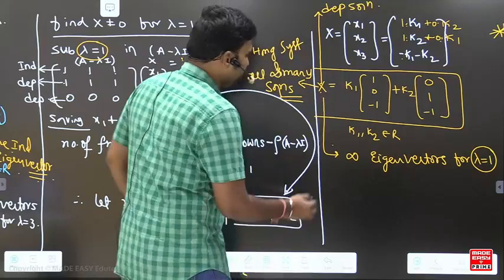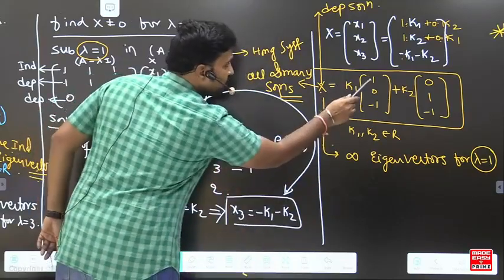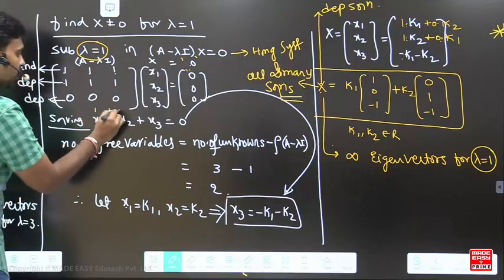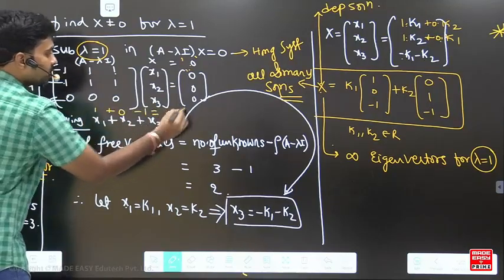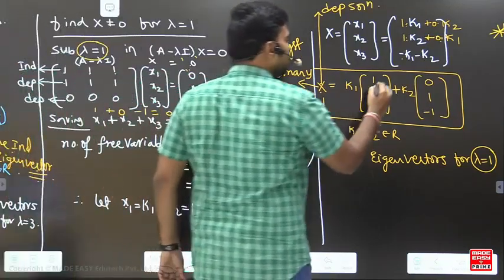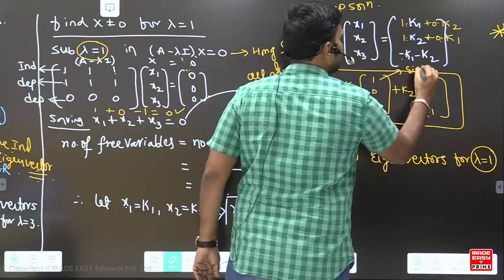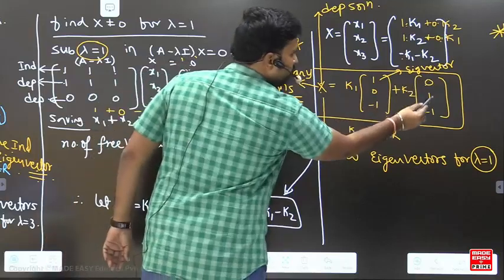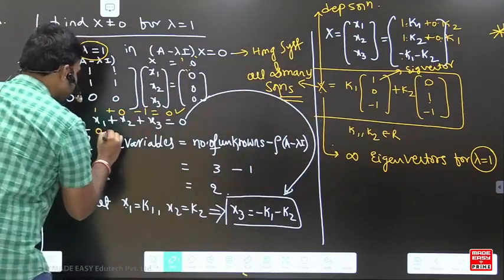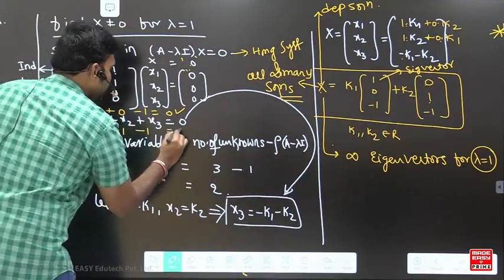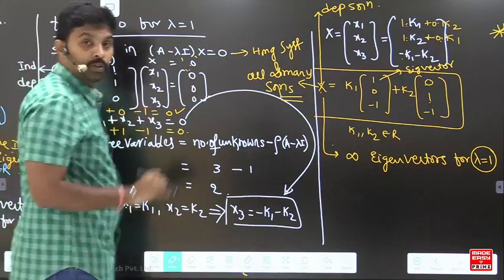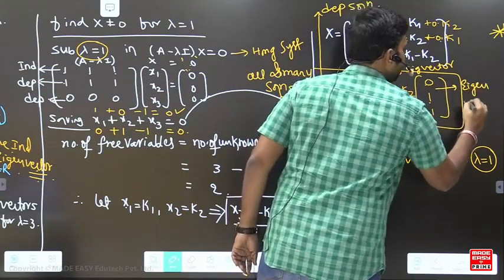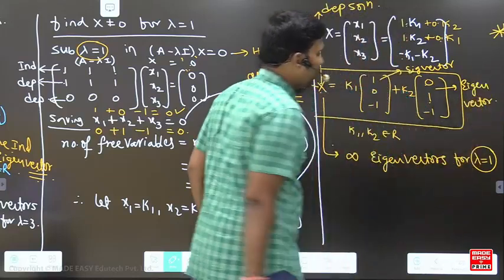Let me check. See, this 1 0 minus 1, if you put 1 0 minus 1 in this, what happens? 1 plus 0 minus 1 is getting 0, satisfying or not? So this is one eigenvector. Okay, then I will take 0 1 minus 1. See, 0 1 minus 1. So I am getting 0. So that means this is also an eigenvector.